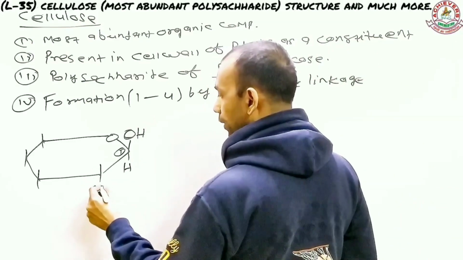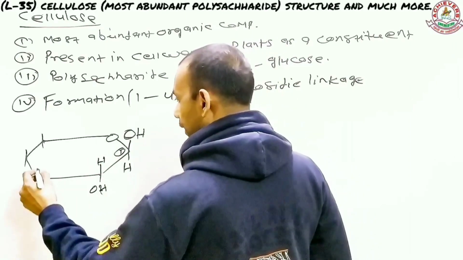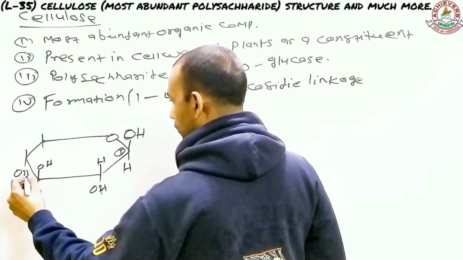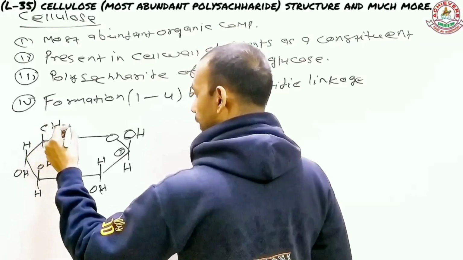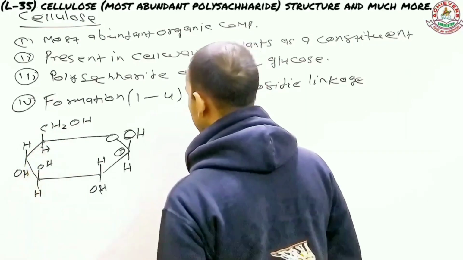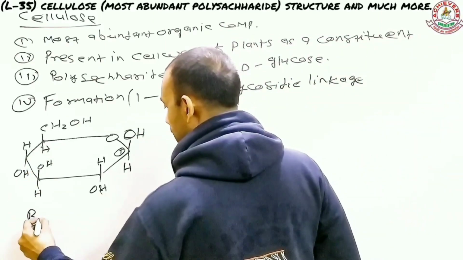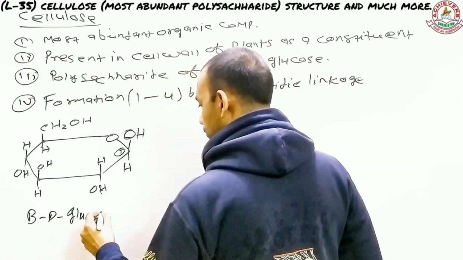So this is going to be OH here. This is your H again. The third one has H outside and OH inside. Similarly, this one has OH out and H up here. And this last one is an achiral carbon, CH2OH with H inside the ring. So this is your first beta-D glucose. Let me write this here. This is your beta-D glucose.